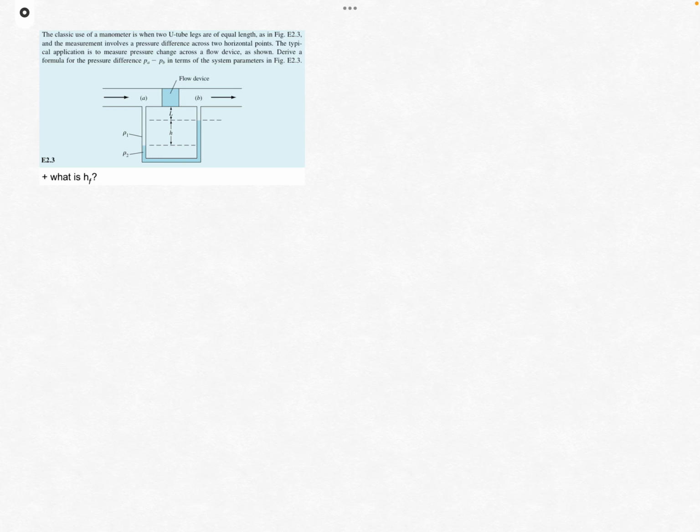And we're told that we have some location in the channel A, and we look at that pressure relative to the pressure at some location in the channel B. The fluid that's flowing has density given by rho1, and the fluid that fills the U-tube manometer has a density given by rho2. And we want to find a general expression for this.